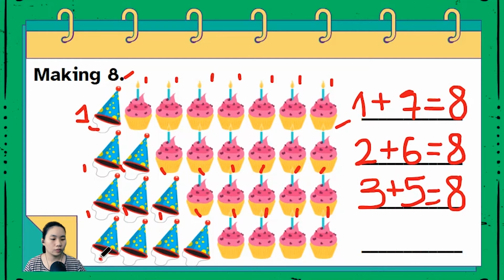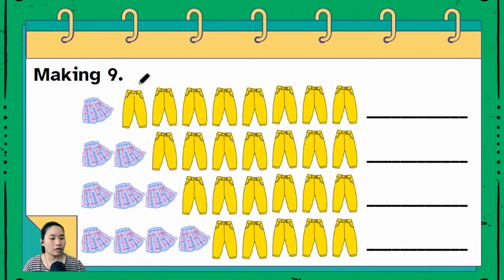Okay, last row. 1, 2, 3, 4. Okay, we have 4. Let's write in 4. Plus 1, 2, 3, 4. 4 plus 4 equals, you guessed it, 8. Okay, let's move on to our last number, number 9. This time we have pants and skirts. Okay, can you give me the first number of skirts? This row over here. Okay, this first row.